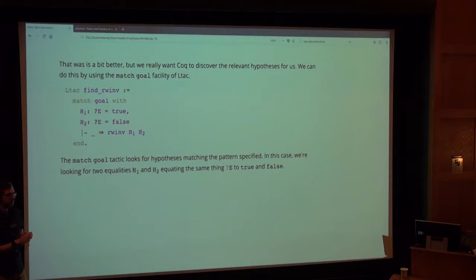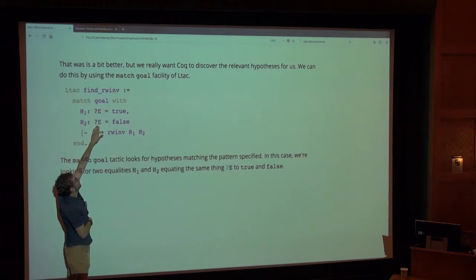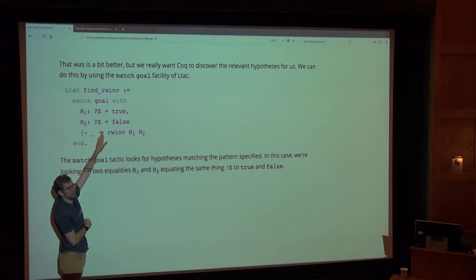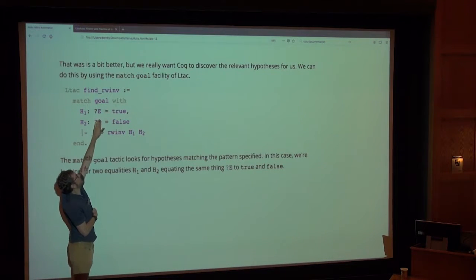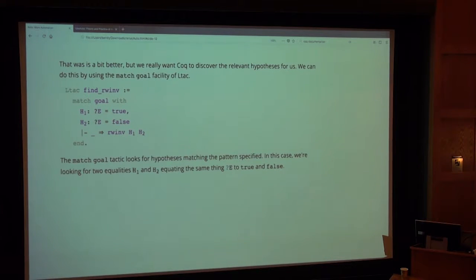Since E is not used, could you use question mark underbar? I don't think question mark underbar is well formed. You could have just put an underbar there. The issue is now, if you put underscore in both of these places, it would match, and it would also match goals where you have assumptions with different things on the left-hand side of these two equations. So if we had x here and y here, it would still match that because we're not forcing them to be the same. Does that track?